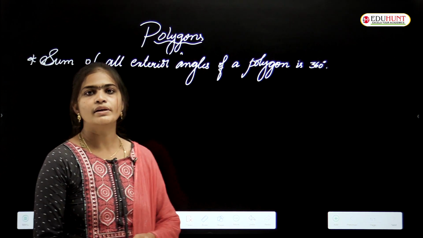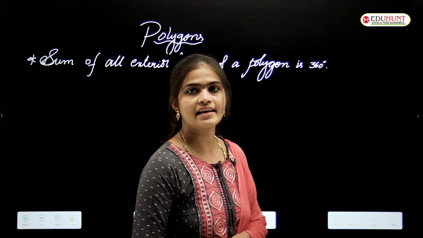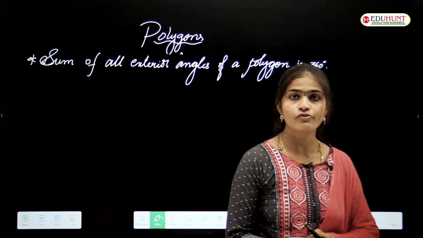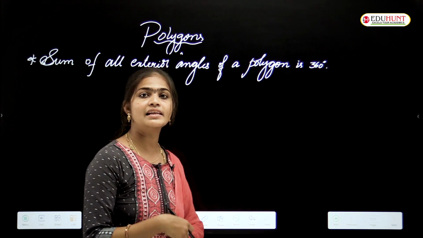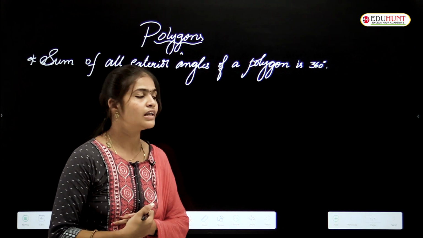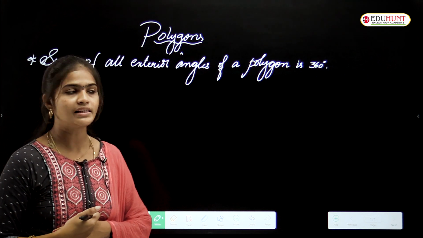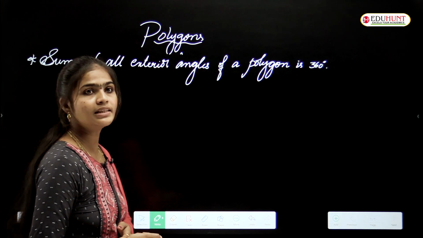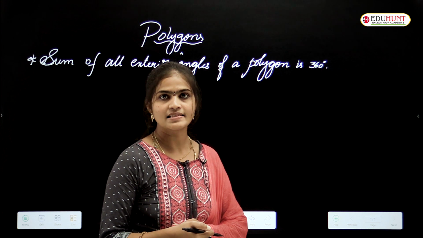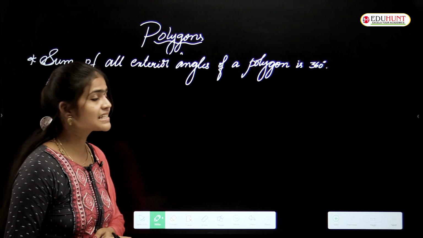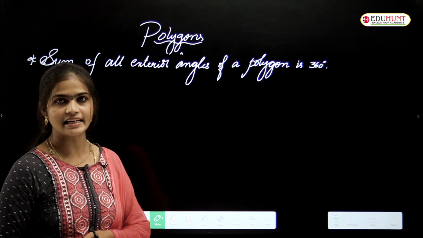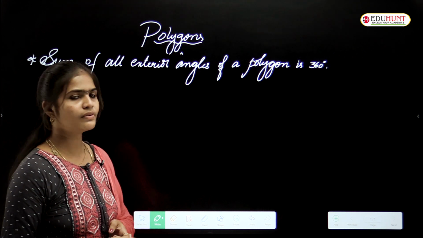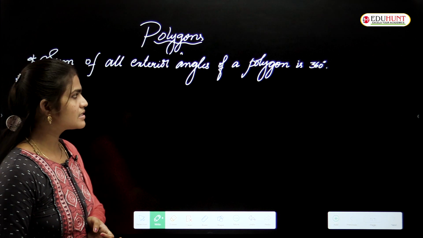Okay, now see another one. What is that? Sum of all exterior angles of a polygon. Already we know that angles means we have interior angles and exterior angles, right? So interior angles we already learned. Now learn about exterior angles. So the sum of all exterior angles of a polygon is 360 degrees. Okay, how can we say that? Let me give the proof.